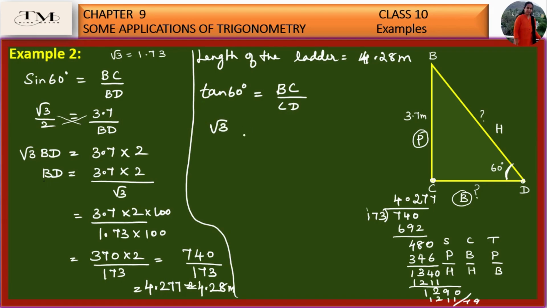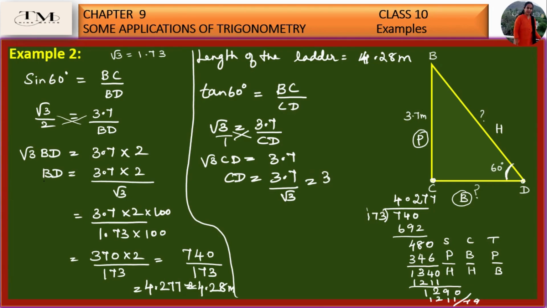Root 3 is equal to BC by CD. What is BC? BC is 3.7 divided by CD. Now we have to find out CD. So just cross multiply: root 3 into CD equal to 3.7 into 1, which is 3.7. So CD will be equal to 3.7 divided by root 3. What is the value of root 3? It is 1.73. So 3.7 divided by 1.73.